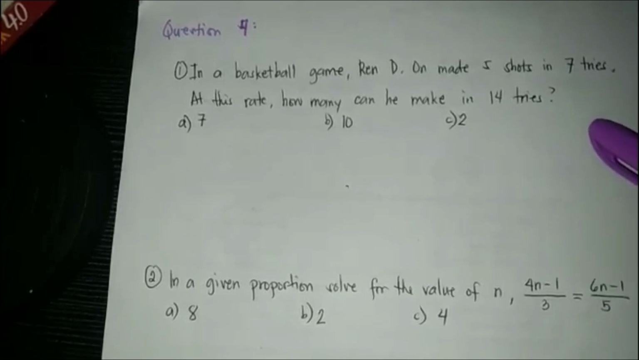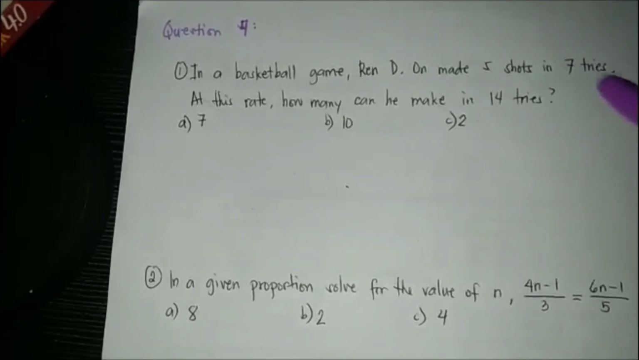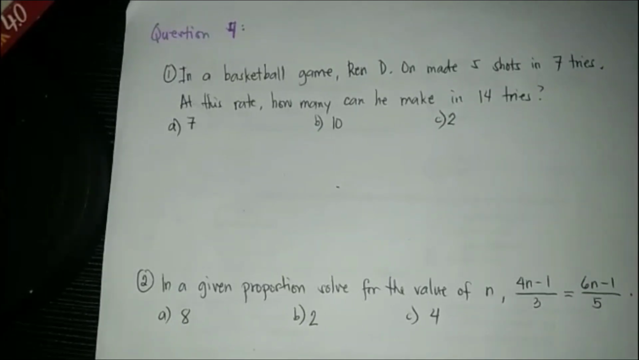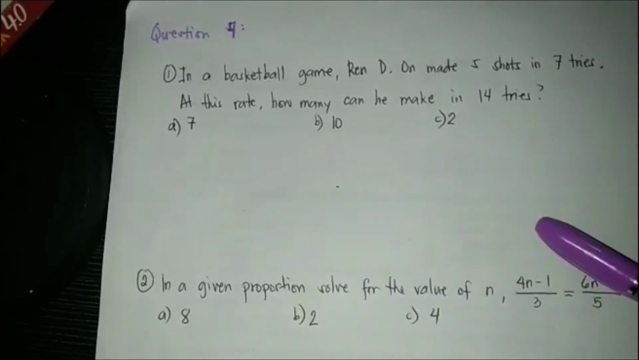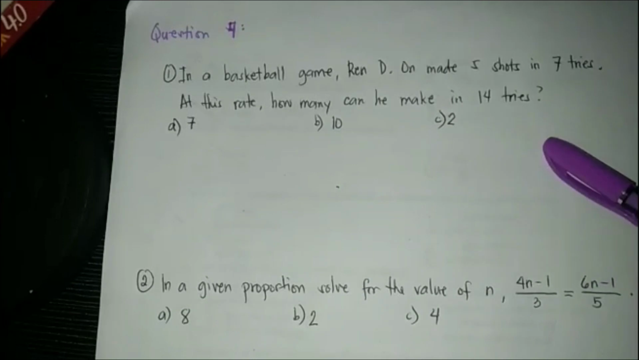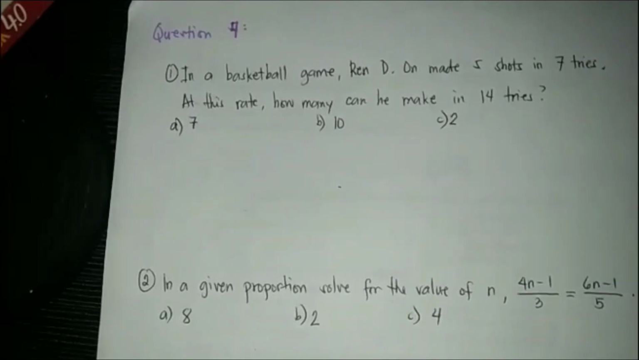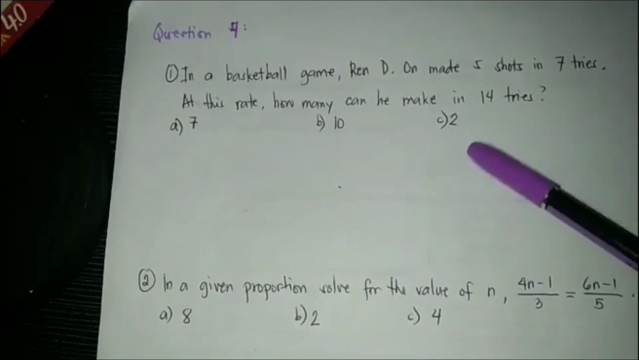Okay mga ka-basic, so here's question number 4. In a basketball game, Randy On made 5 shots in 7 tries. At this rate, how many can he make in 14 tries? Is it letter A, 7, letter B, 10, letter C, 2?